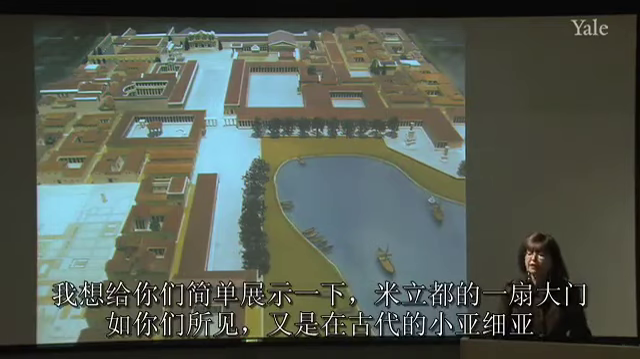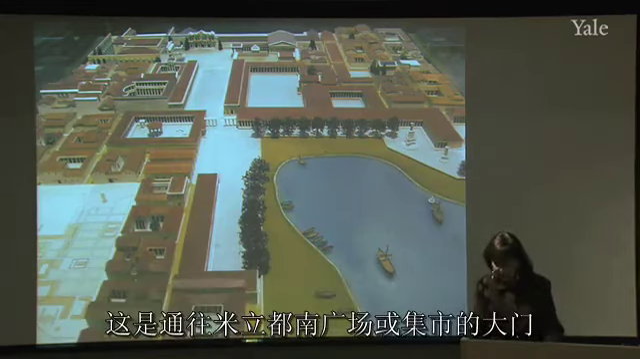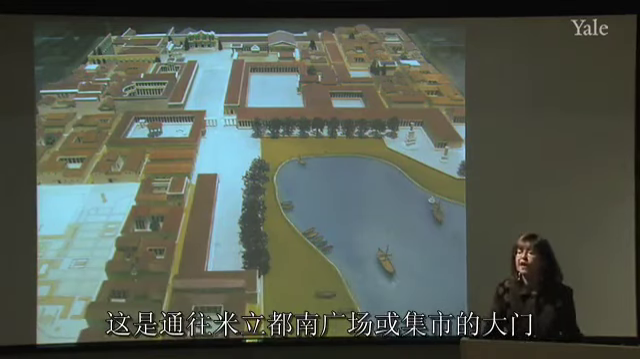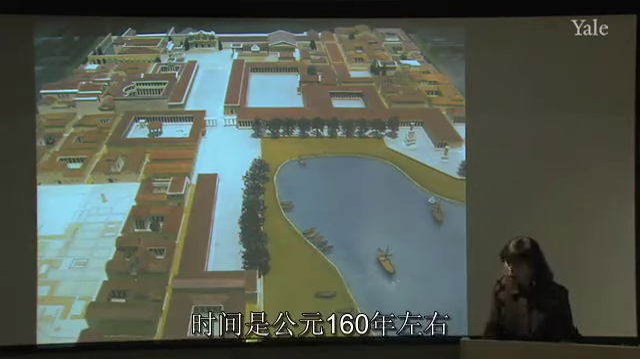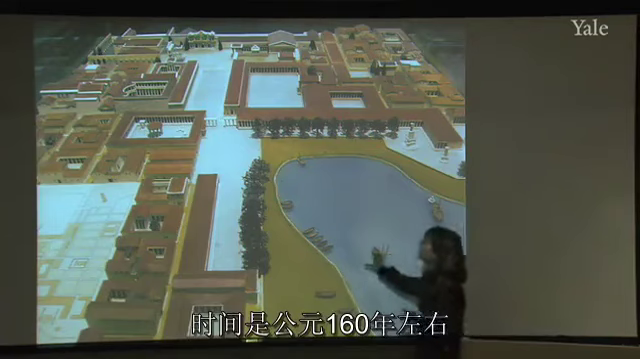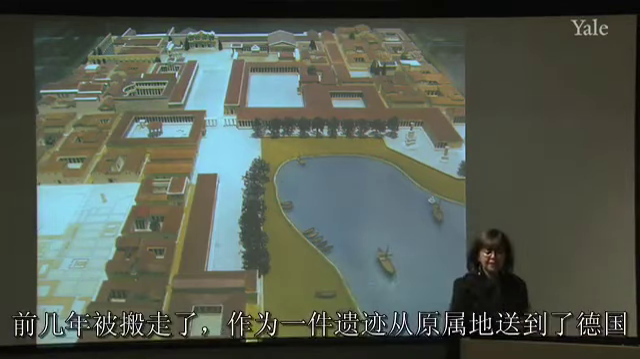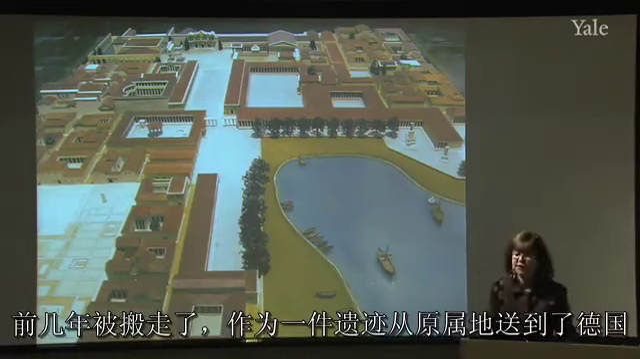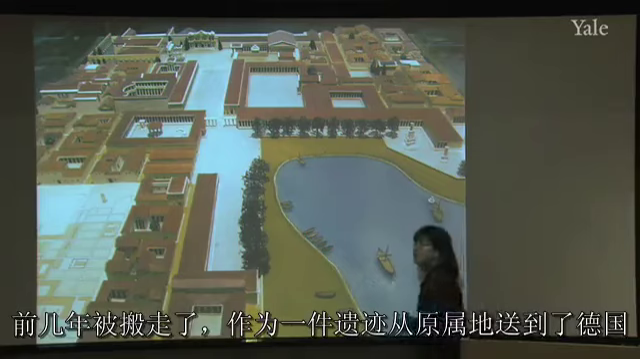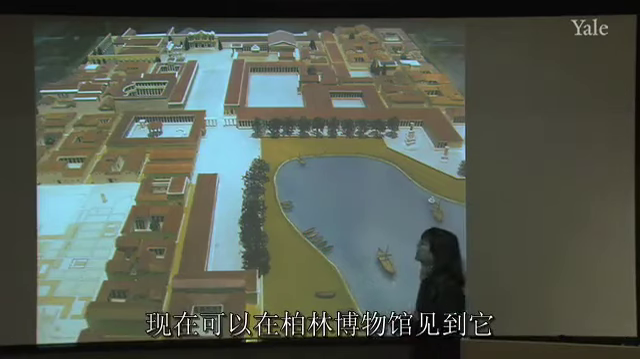I want to show you briefly a gate at Miletus, also, as you saw, in ancient Asia Minor. It's the gate to the South Agora, or marketplace, of Miletus, and it dates to around AD 160. It is no longer in Miletus. It was moved some years ago, as antiquities sometimes are, from its country of origin to Germany. It now can be seen in a museum in Berlin.